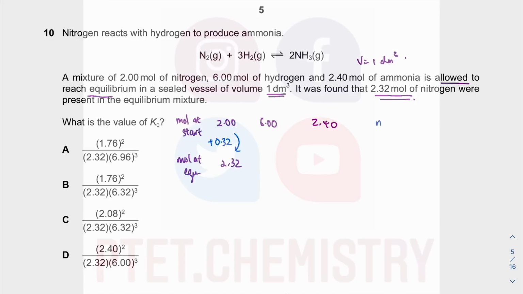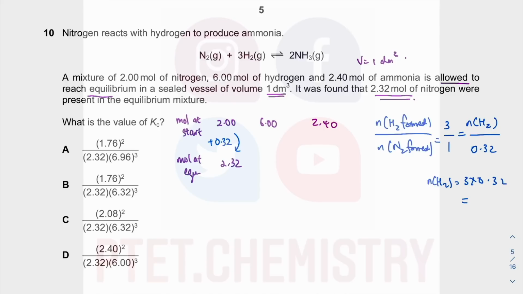When you think about mole ratio, the mole of H2 formed over the mole of N2 formed. I specifically put in "formed" because that's how you should be thinking about how much you have formed. From the equation, you have 3 mole of H2 formed for 1 mole of N2. You want to know the mole of H2 formed, but you also know the mole of N2 formed, which is 0.32. Started with 2, and now 2.32. So this is the extra bit that you have formed. How much extra have you formed for the hydrogen? It's going to be 3 times 0.32, which is 0.96. So this is going to be plus 0.96, 6.96.